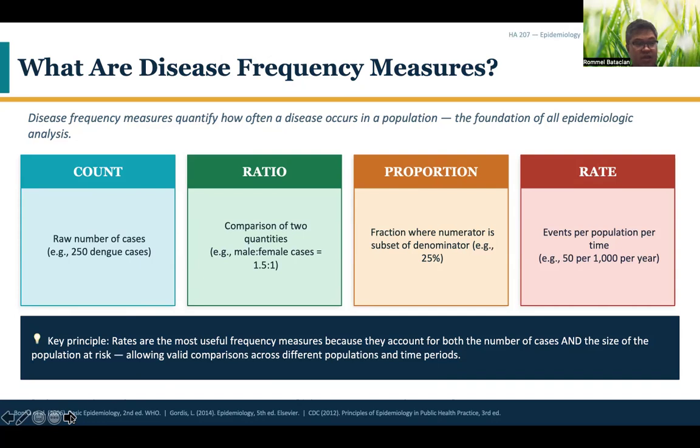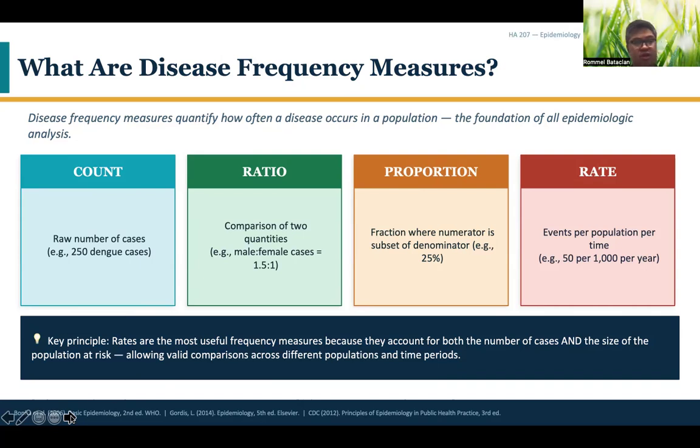A rate is the event per population per unit of time. For example, 50 new cases per 1,000 people per year. This is the most powerful and most commonly used frequency measure in epidemiology. You have to take note that rates are the most useful frequency measures because they account for both the number of cases and the size of the population at risk, which allows valid comparisons across different populations and time periods.